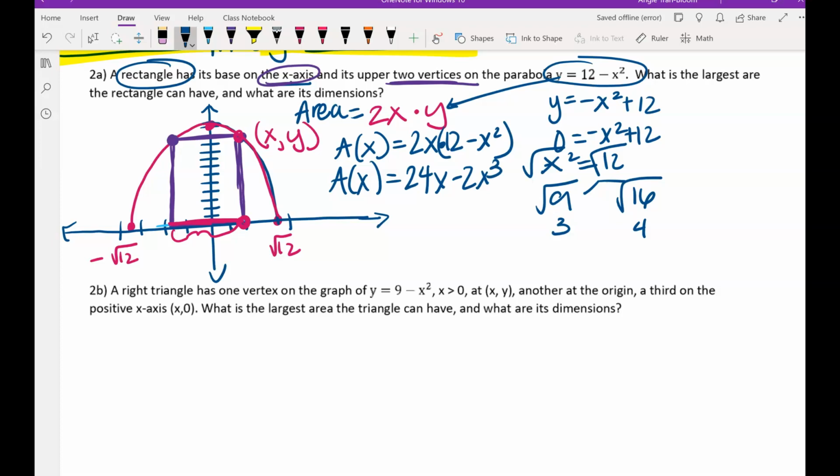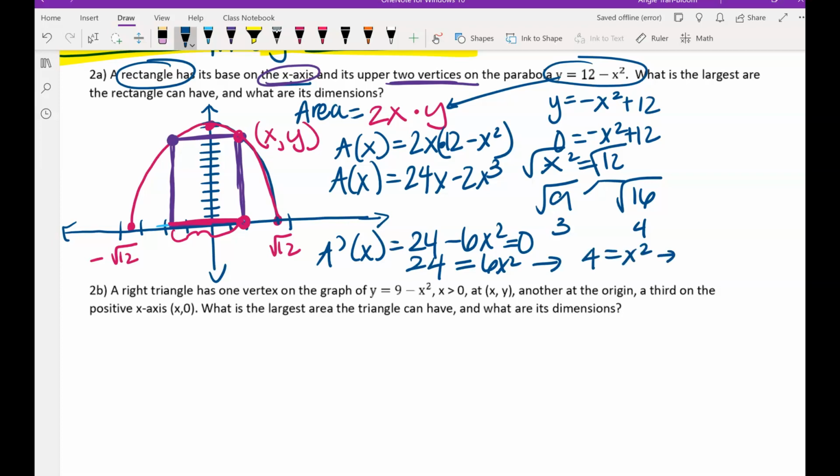See? So take the derivative and see if we can find the absolute max. Okay, that's 24 minus 6x squared. Let's find critical points. So set equal to 0. 24 equals 6x squared. Divide both sides by 6. So I'm going to get 4 equals x squared. Take the square root. Normally, like I said, we would do plus or minus, but because we are looking for dimensions, we are going to stick with the positive 2. So x, students, is positive 2.